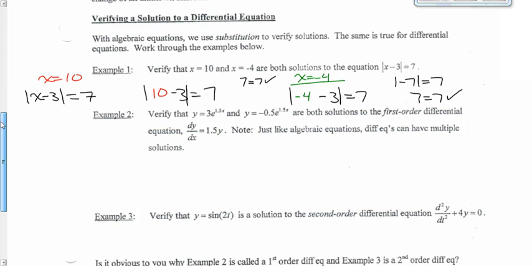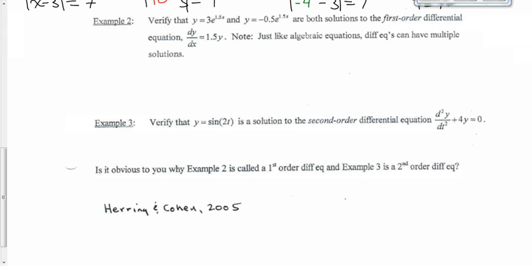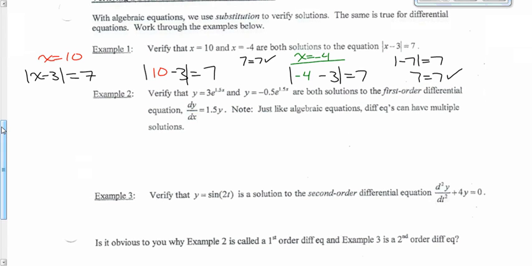So in the next one, we are going to verify that we have y equals 3e to the 1.5x and y equals negative 0.5e to the 1.5x. So what we're going to do is verify that they are solutions to this first order differential equation. Here's my differential equation, or rate of change. So what I'm going to do is start by taking the first one. We think that this is a solution. So what I need to do with that is find dy/dx.